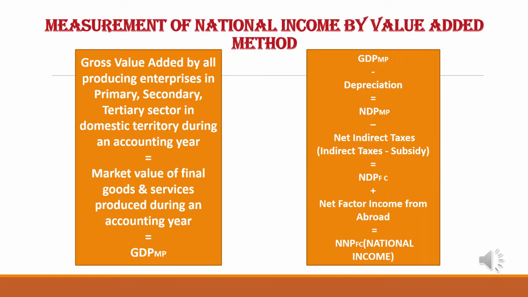Now we will reduce the depreciation out of gross domestic product at market price and we will get net domestic product at market price. And after we reduce net indirect taxes from net domestic product at market price, we will get net domestic product at factor cost. Here we will add net factor income from abroad to net domestic product at factor cost. We will get net national product at factor cost, that is our national income by value added method.